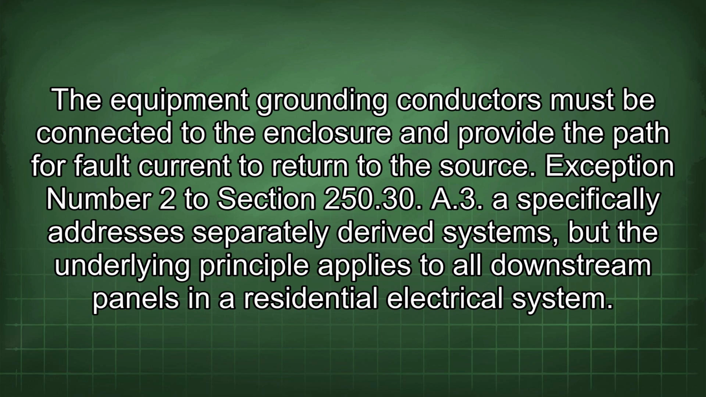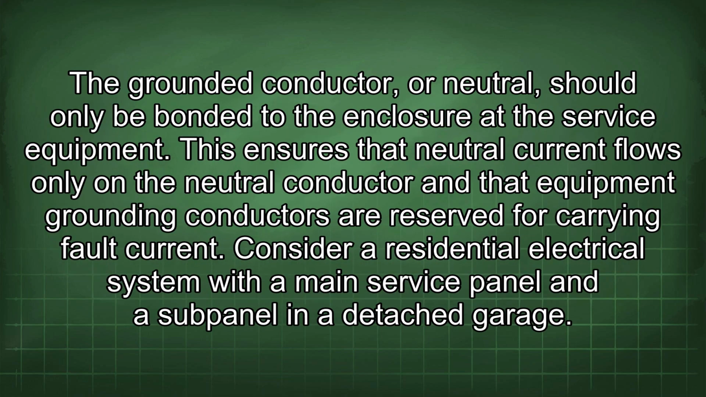The equipment grounding conductors must be connected to the enclosure and provide the path for fault current to return to the source. Exception number 2 to Section 250.30(A)(3) specifically addresses separately derived systems, but the underlying principle applies to all downstream panels in a residential electrical system. The grounded conductor, or neutral, should only be bonded to the enclosure at the service equipment. This ensures that neutral current flows only on the neutral conductor and that equipment grounding conductors are reserved for carrying fault current.